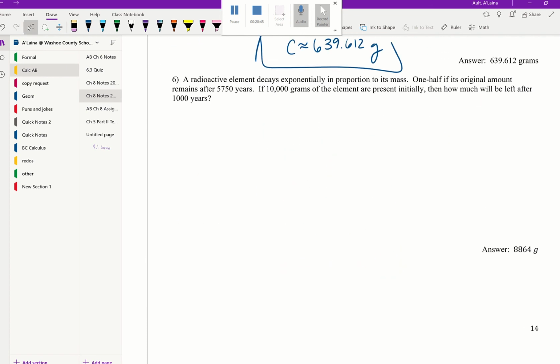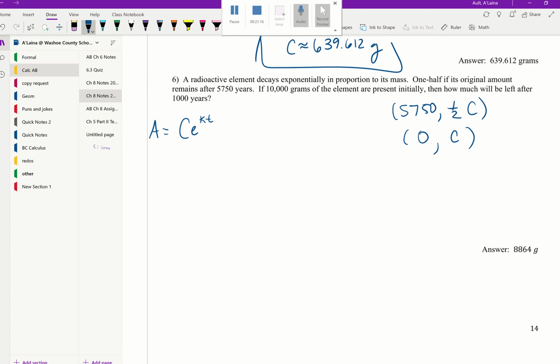Again, you can pause this one and try it on your own first. And then when you're ready, you can restart this one. All right, so a radioactive element decays exponentially in proportion to its mass. So because of that, we can use this same formula. Half of its original amount remains after 5,750 years. Its initial amount would be C, because if you put in a 0, C would be the output that's left, or C would be equal to A.